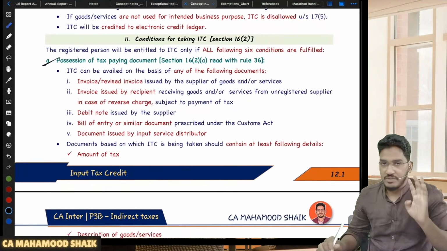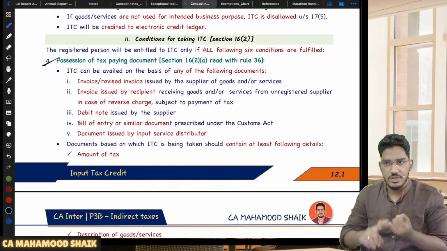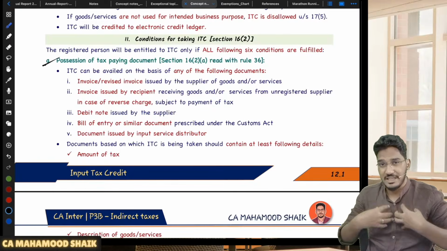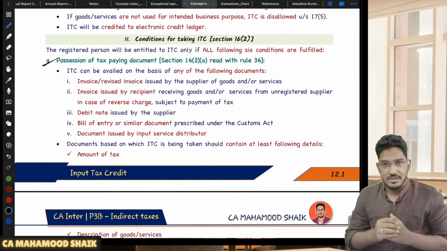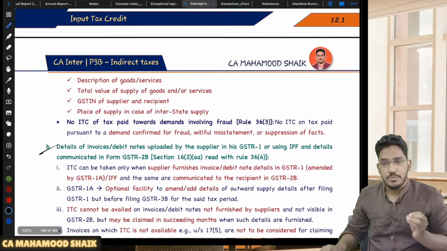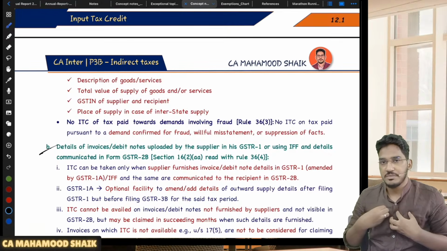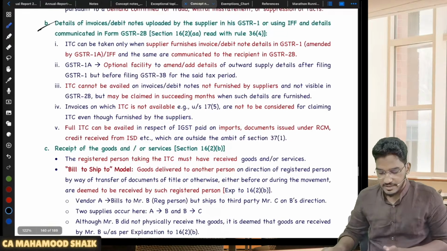Number one, you should be in possession of a tax paying document. That could be a tax invoice, a debit note, a revised tax invoice, or a self invoice generated in the case of RCM supplies. You must have a tax paying document. Then those details should be reflected in your GSTR 2B. Whatever ITC you want to take, those details must be reflected in your GSTR 2B. That is the second condition.